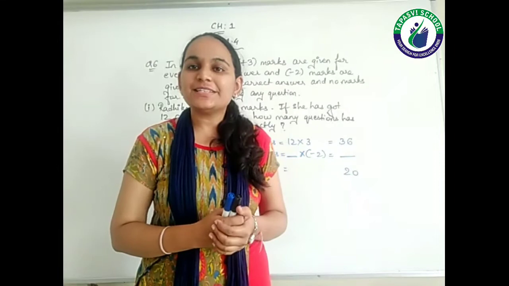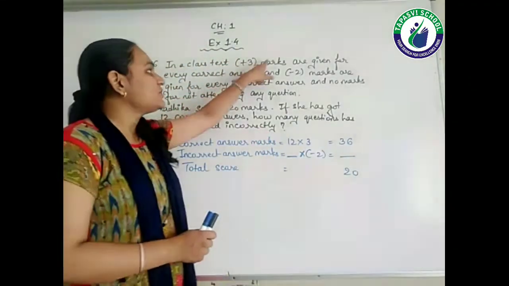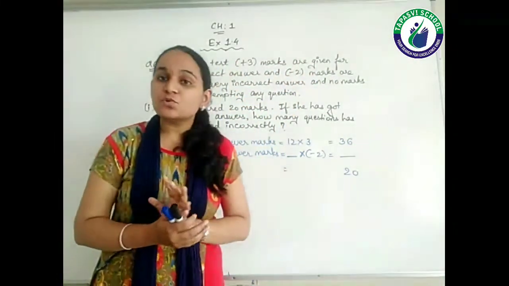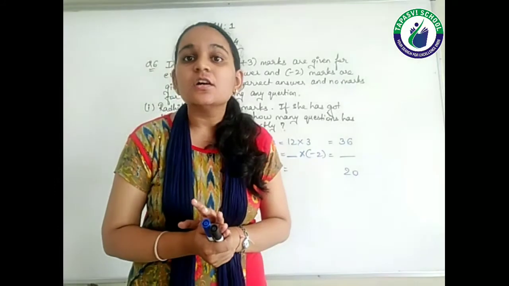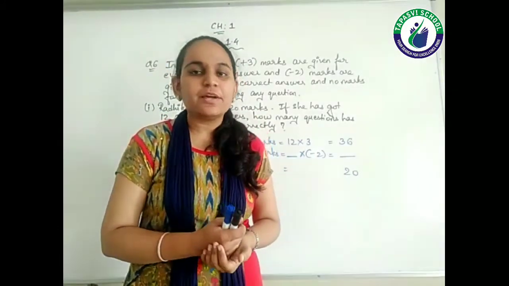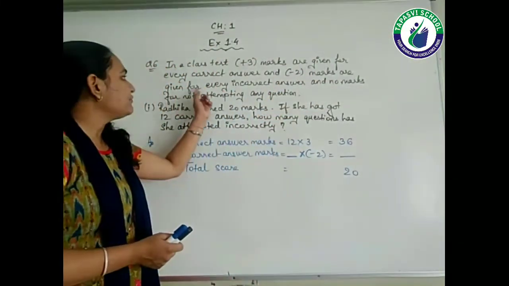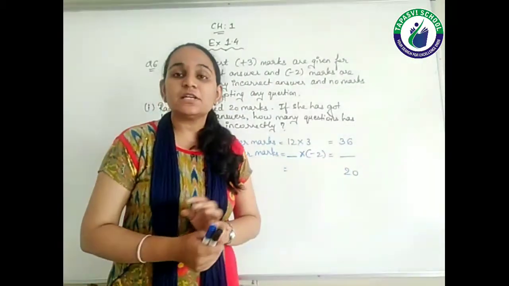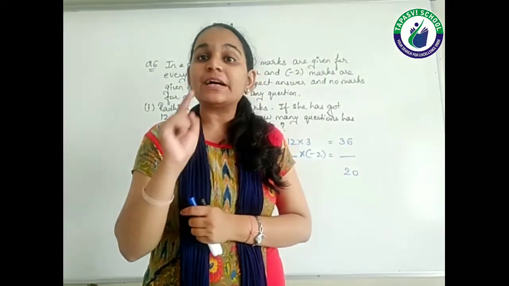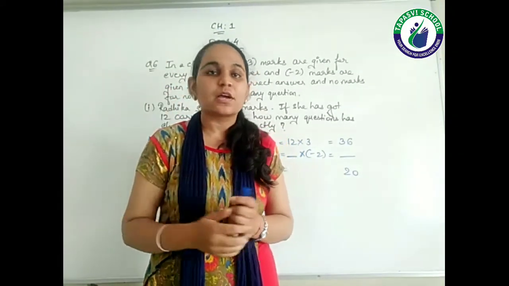Okay students, now let's see question number 6. In a class test, plus 3 marks are given for every correct answer. That means if a student gives the right answer, 3 marks are given to him or her. And minus 2 marks are given for every incorrect answer. That means if the student gives a wrong answer, 2 marks are cut down. So minus 2 means 2 marks are less.